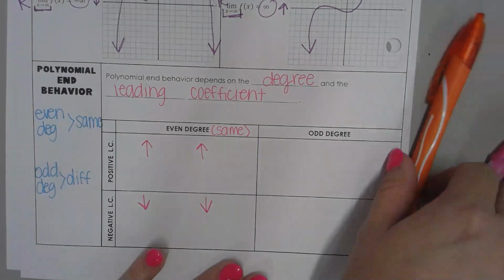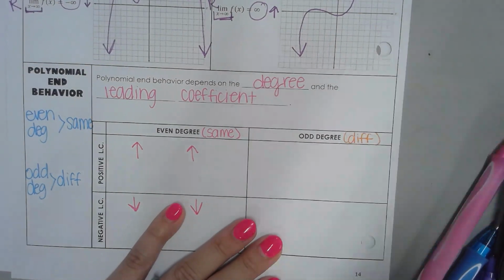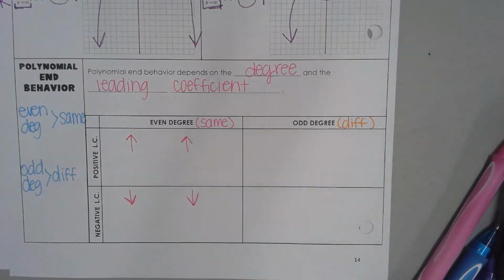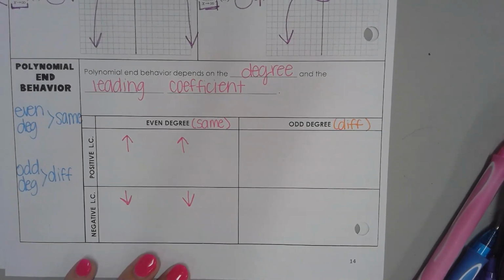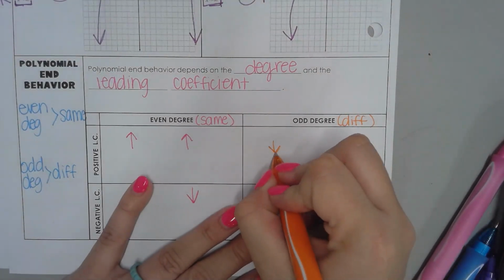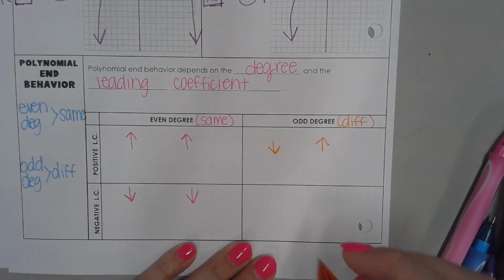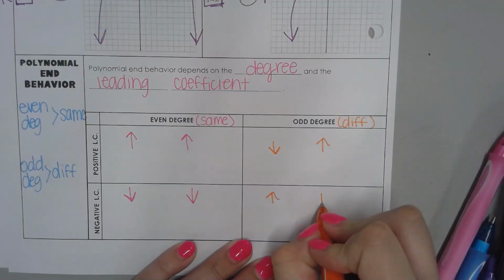Now the ones that are odd degree, those arrows point in different directions. So you'll have one positive and one negative infinity in your limit. On an odd degree, it's down then up. And then a negative leading coefficient would be up then down.